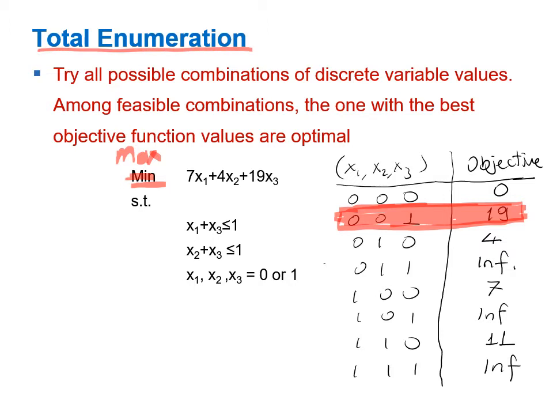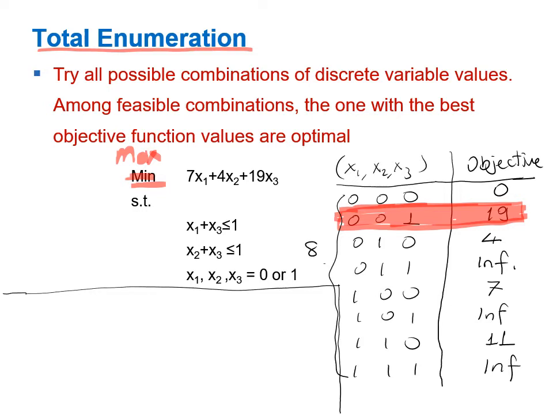This method is called total enumeration. But there is a problem associated with this solution technique, because you can solve only very small scale problems using this technique. So here, how many combinations, how many possibilities did we have? In total, we had 8 possibilities.